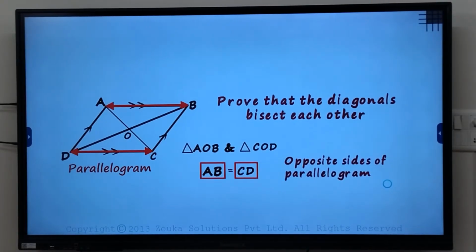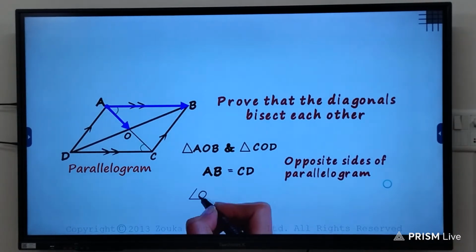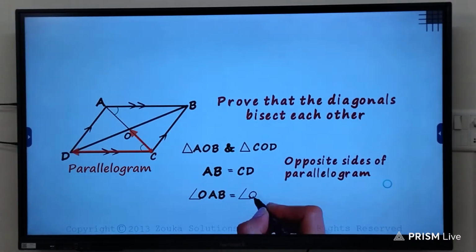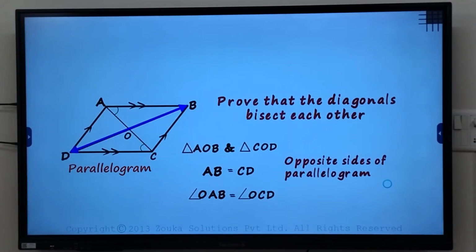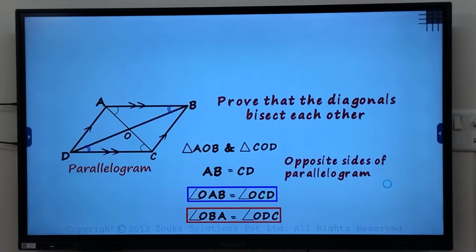Note that these two sides are parallel and this diagonal is a transversal. So these two angles are alternate angles which will be equal. Angle OAB is equal to angle OCD. This diagonal is a transversal to these two parallel lines. So these two angles will be equal. Angle OBA is equal to angle OCD. Both these pairs form alternate angles.